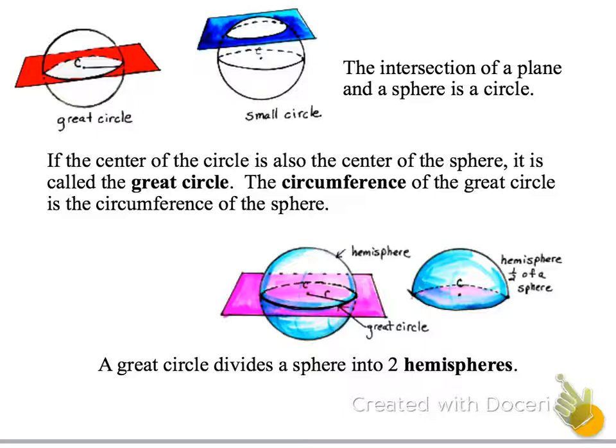Okay, the intersection of a plane and a sphere is a circle. So if we cut a sphere in half, it's always going to be a circle. Okay, if the center of the circle is also the center of the sphere, it is called the great circle. The circumference of the great circle is the circumference of the sphere. Okay, a great circle divides a sphere into two hemispheres, kind of like an Earth.